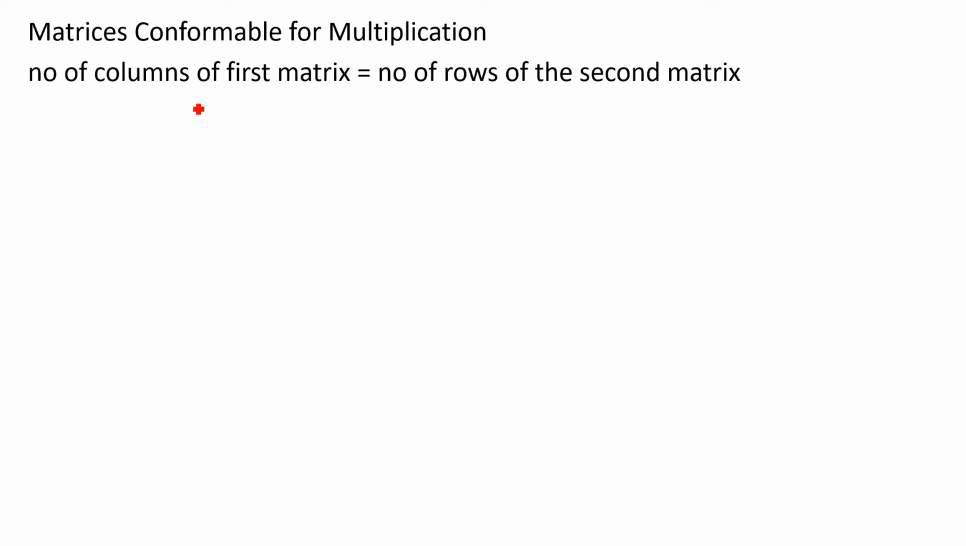The rule is that the number of columns of the first matrix is equal to the number of rows of the second matrix. Then those matrices are conformable for multiplication, or simply we can say that those matrices we can multiply if the number of columns of the first matrix is equal to the number of rows of the second matrix. Here I will give you one example.